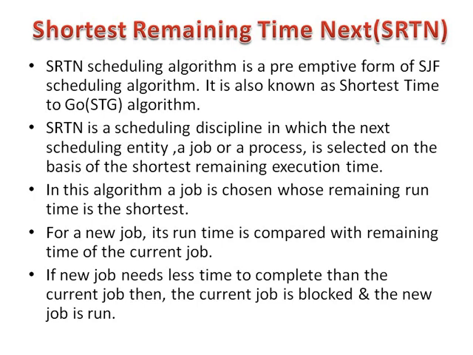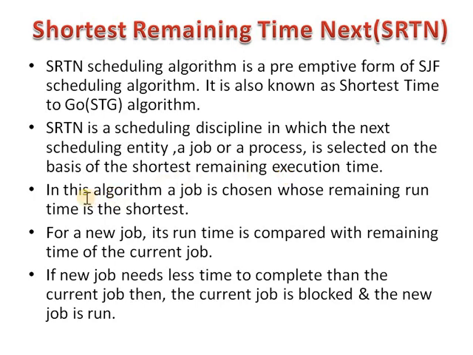SRTN is a scheduling discipline in which the next scheduling entity, a job or a process, is selected on the basis of the shortest remaining execution time. Here, in this type of scheduling, the process is selected from the queue on the basis of its remaining execution time. If that execution time is shortest among all the processes, then that process is allocated to the CPU.